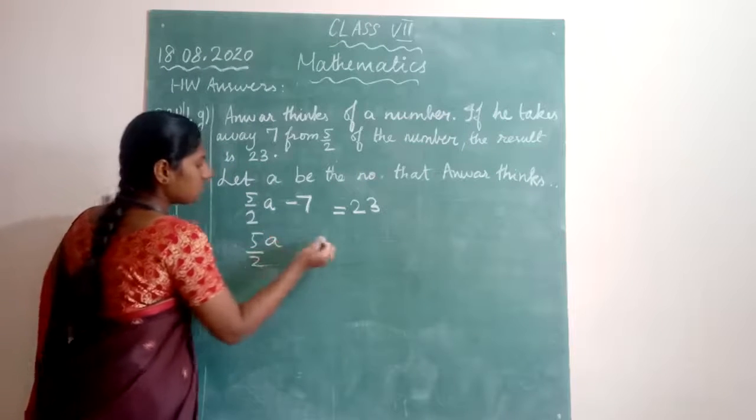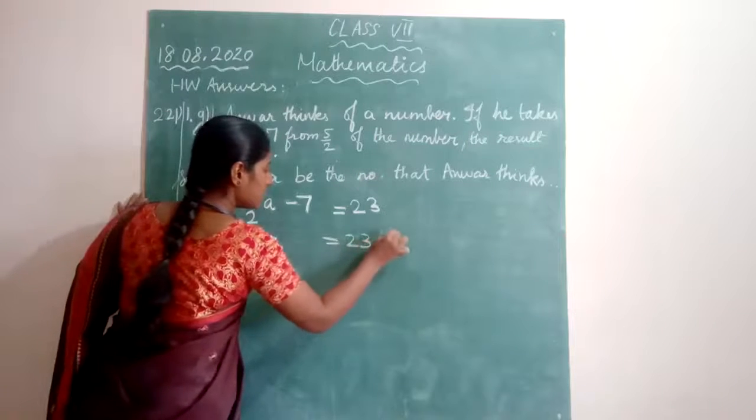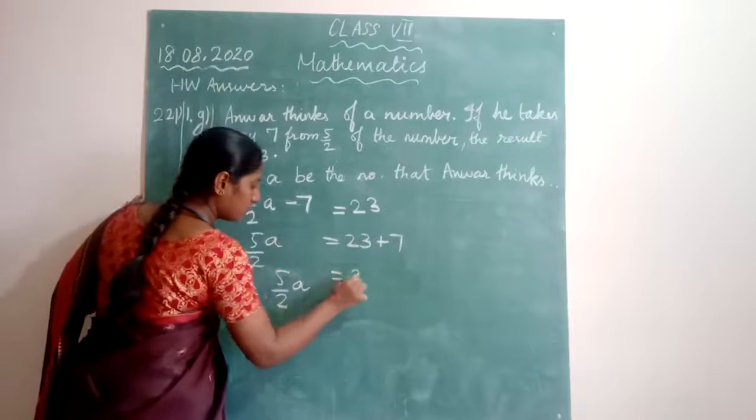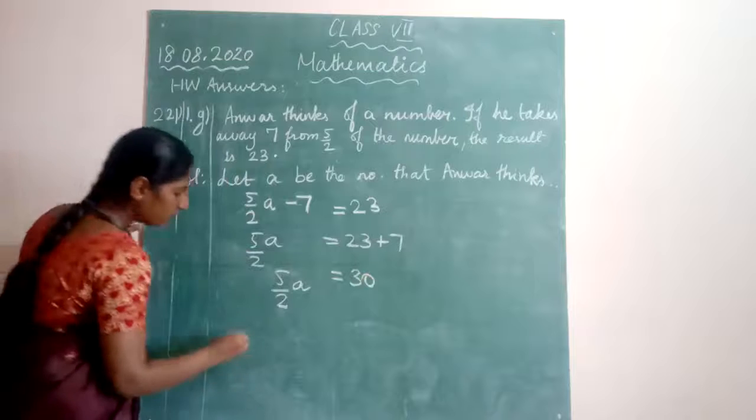First you have to transpose 7, 23 plus 7, that is 5 by 2 A equal to 30. Now you have to remove 2, so multiply by 2.